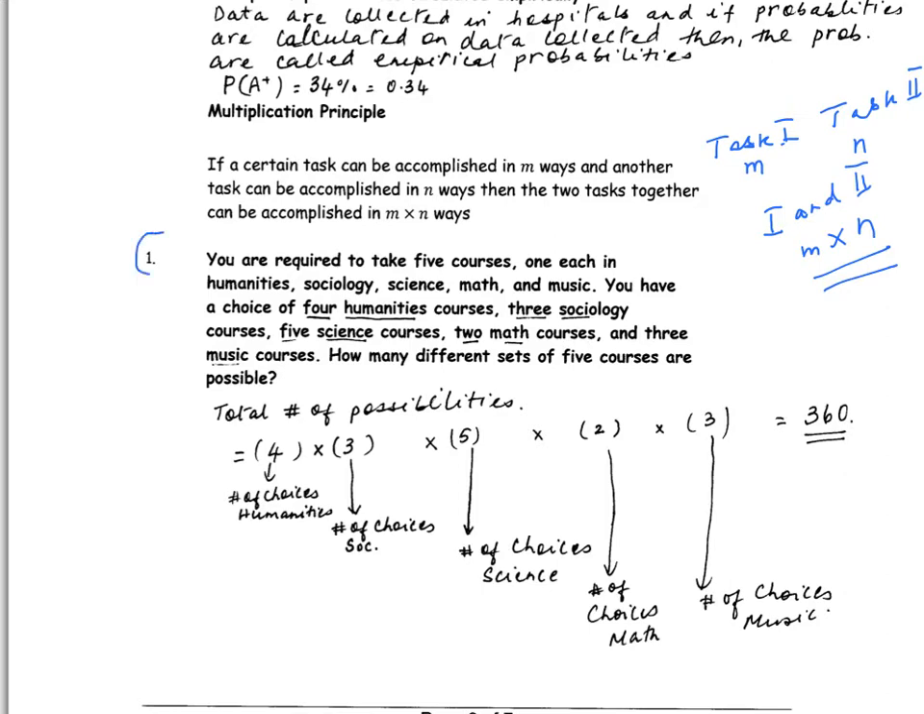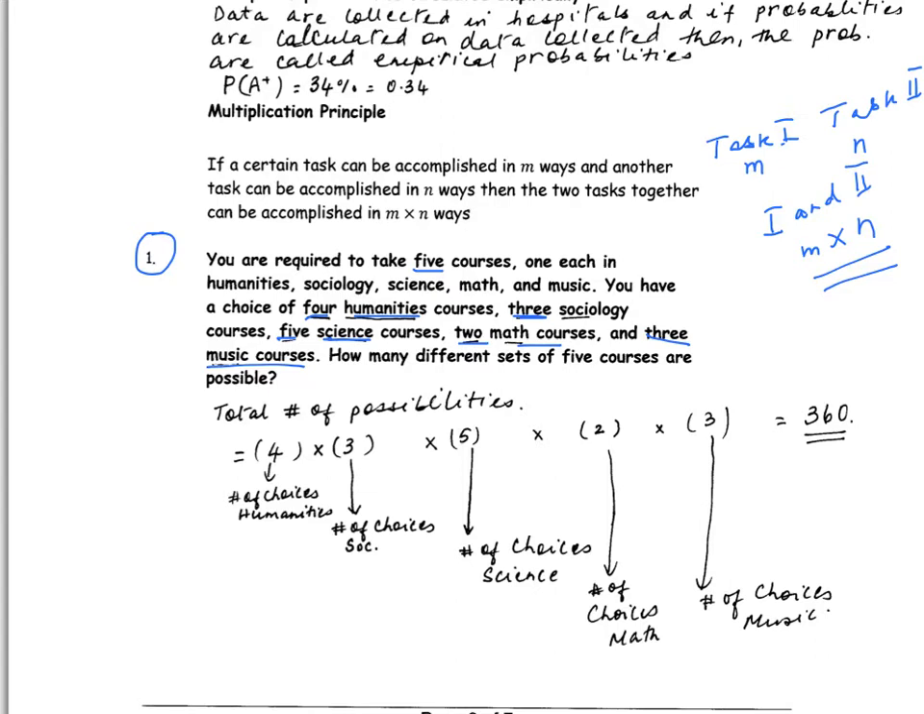Now, here is the first application of the multiplication rule. You're required to take 5 courses, 1 each in humanities, sociology, science, math, and music. Now, for each type, we have choices. We have 4 humanities courses, 3 sociology, 5 science, and 2 math courses, and 3 music courses. How many different sets of 5 courses are possible?